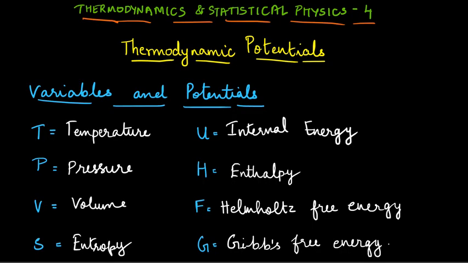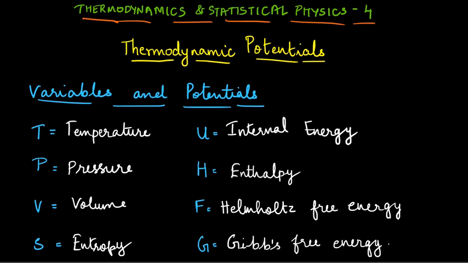Here are some of the variables and potentials given with their symbols. Remember, H is the enthalpy, F is the Helmholtz free energy, G is the Gibbs free energy, U is the internal energy, and all the others you know. So these are some of the variables and potentials required in thermodynamics.